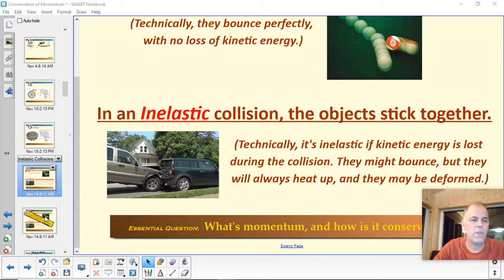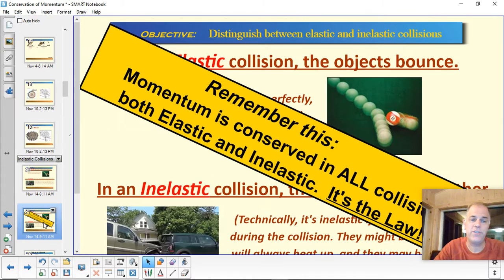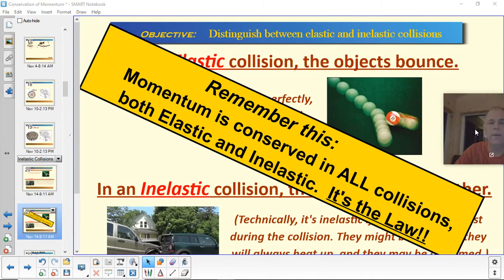Okay, this is a key idea. Remember this: momentum is conserved in all collisions, whether they are elastic or inelastic, because of the law of conservation of momentum. Students sometimes get confused by this. They think momentum is conserved in elastic collisions, maybe not in inelastic. Remember this, please. Momentum is always conserved, always, whether it's an elastic collision or inelastic.